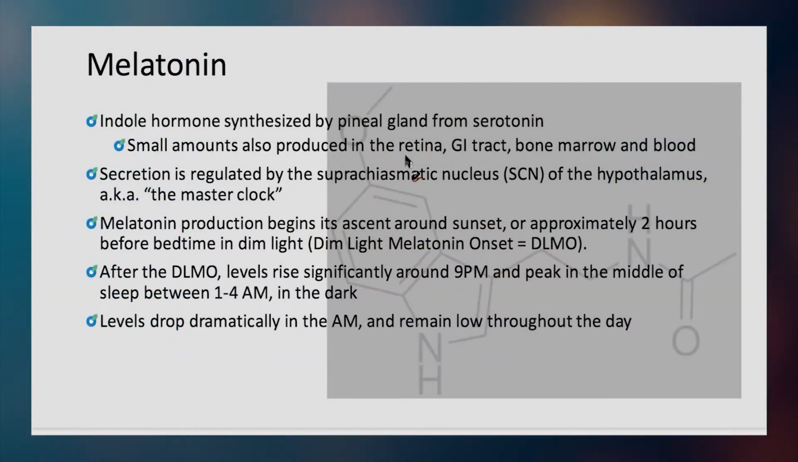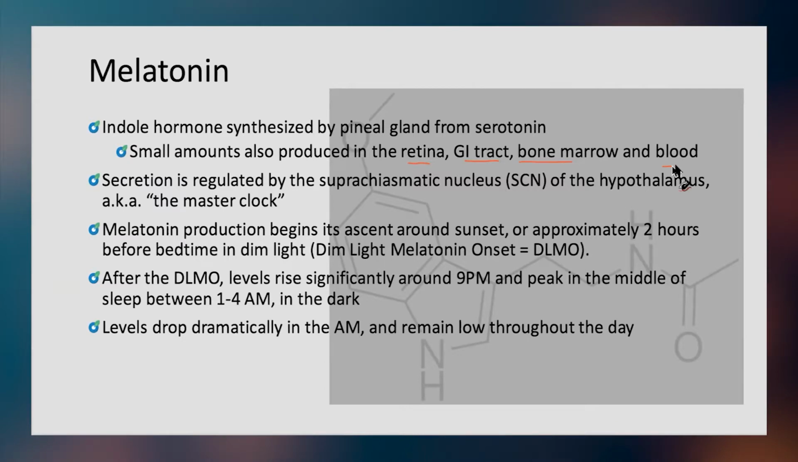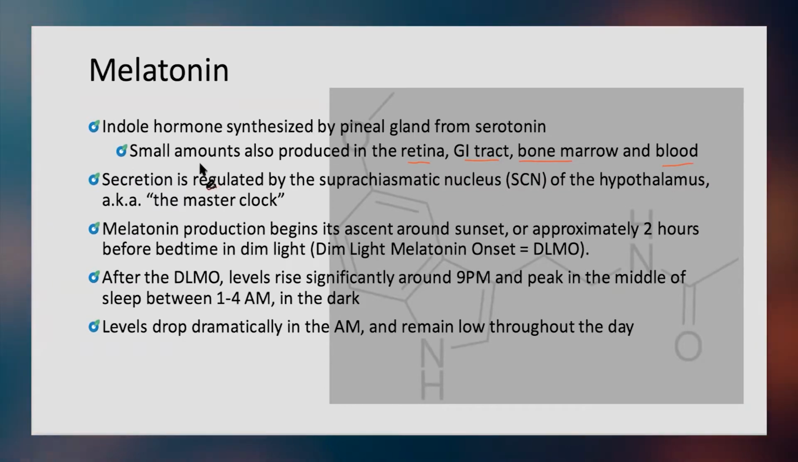Now, we know that melatonin is in the retina, the GI tract, the bone marrow, and the blood, with receptors in these areas, and it's where it's actually produced. Secretion is regulated by the suprachiasmatic nuclei of the hypothalamus, which we were just talking about. It's like the master clock. I like looking at it like it's the master third eye, so to speak.